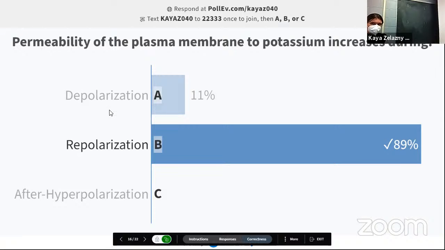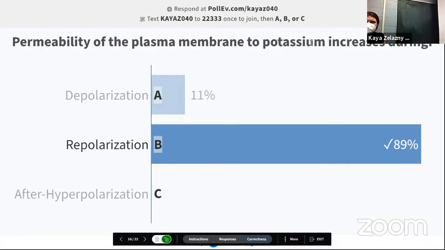That's why our cell is getting more negative, because when the plasma membrane is permeable to potassium, more potassium leaves the cell. And as we just saw in the previous question, potassium leaving a cell makes it more negative, which is why we're going down. So that's during the repolarization phase.